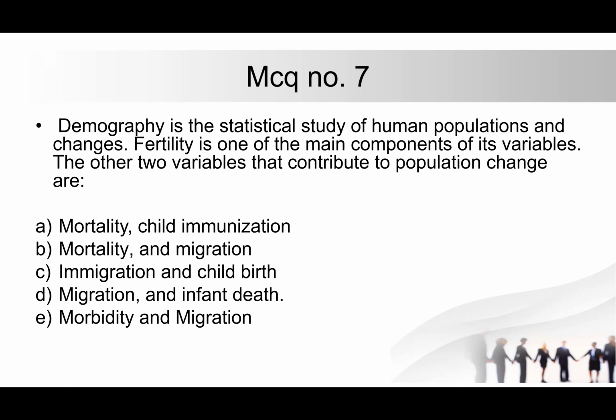Demography is the statistical study of human population and changes. Fertility is one of the main components of its variables. The other two variables that contribute to population changes are: A, mortality, child immunization; B, mortality and migration; C, immigration and childbirth; D, migration and infant death; E, morbidity and migration. It's B, mortality and migration.